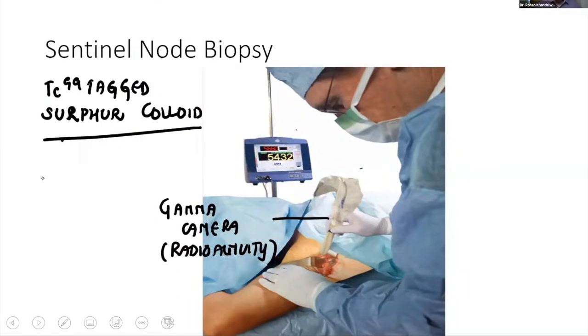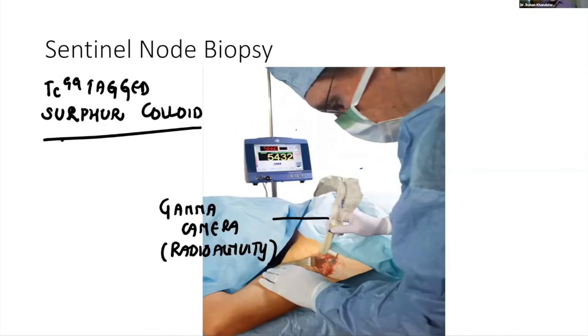Another way of carrying out sentinel lymph node biopsy is using a technetium-99 sulfur colloid. Yes, isosulfan blue can also be used, methylene blue or isosulfan blue, either one can be used. That is correct. So another technique of carrying out sentinel lymph node biopsy is technetium-99 tagged sulfur colloid.